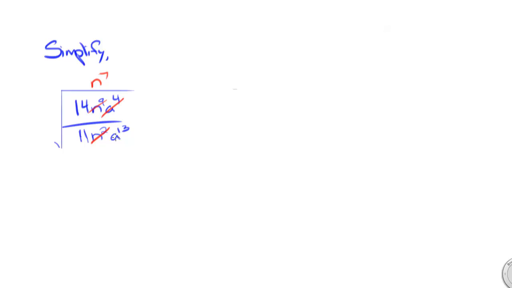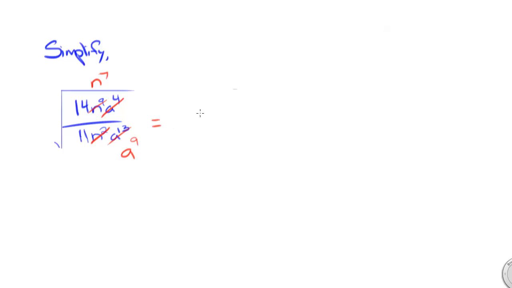And then 4 of the a's with 4 of the a's in the denominator, and what I'll get is 9 a's left. By the way, I would also cancel any common factors between the 14 and 11, but 11's prime and doesn't go into 14, so there's nothing there. But you'll see examples where that will happen too.